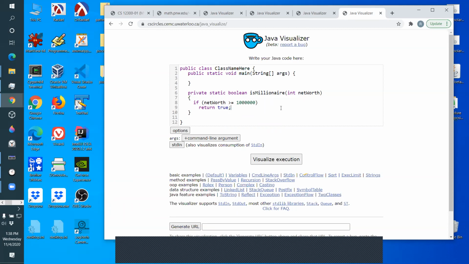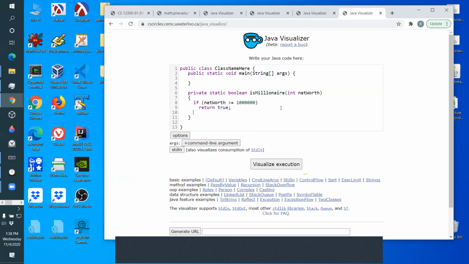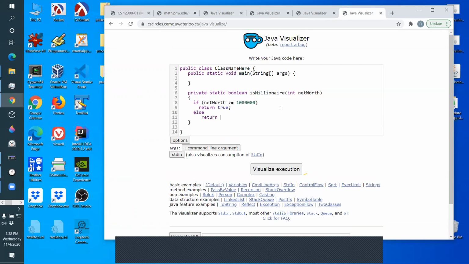Now there are three ways to fix this. Else, return false. That's one way to fix it. See, if this is true, you return true. If this is false, you return false. But listen to what I just said. If this is true, you return true. If this is false, you return false. What's the second way to fix this?